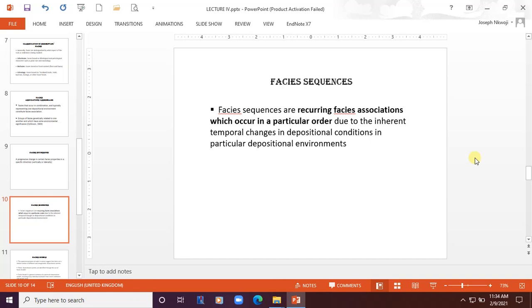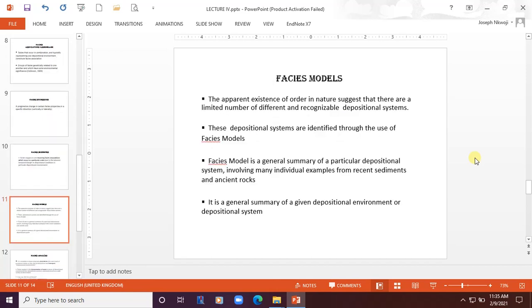Phases sequences are reoccurring phases associations which occur in a particular order, sequence by sequence. Remember, the associations have a similar depositional environment. But in a sequence, they are now in order: this group, then another group. You can say that they are in sequence. So we call them phases sequences.